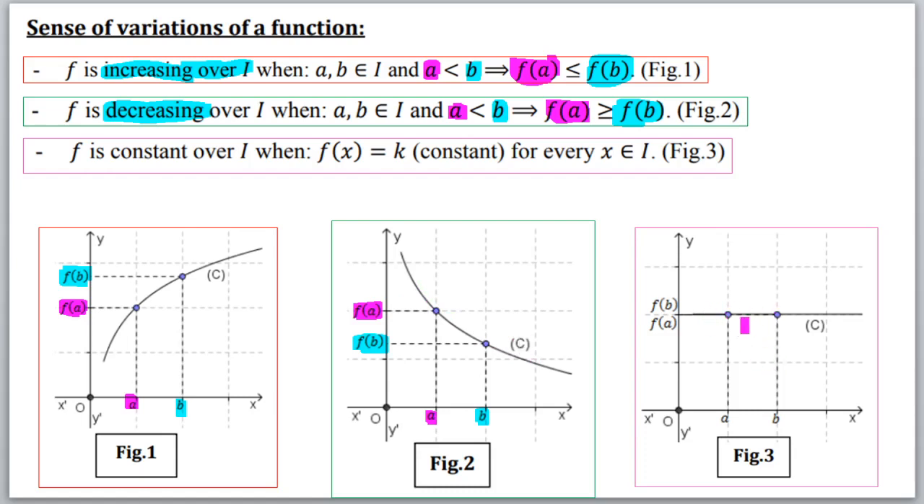Now how is it stable, meaning constant? If for any A and B, F of A equals F of B, then it is constant. Okay. Graphically, these are all just definitions, I want you to know graphically this and this and this. This is increasing, this is decreasing, and this is constant.